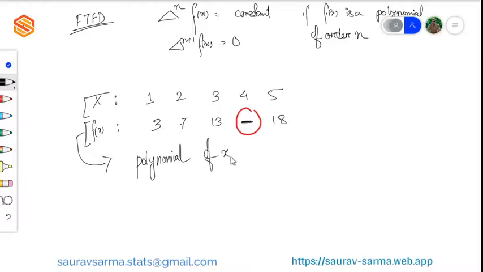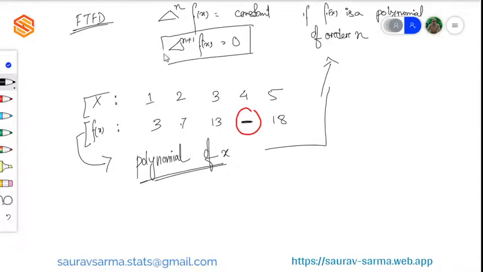Polynomial of x, okay. Based on the polynomial of x and the concept in the fundamental theorem that says the n plus 1 order difference will be 0, we will apply that concept, and together based on this entire theorem we can predict the unknown values, right? So let's start with an example.